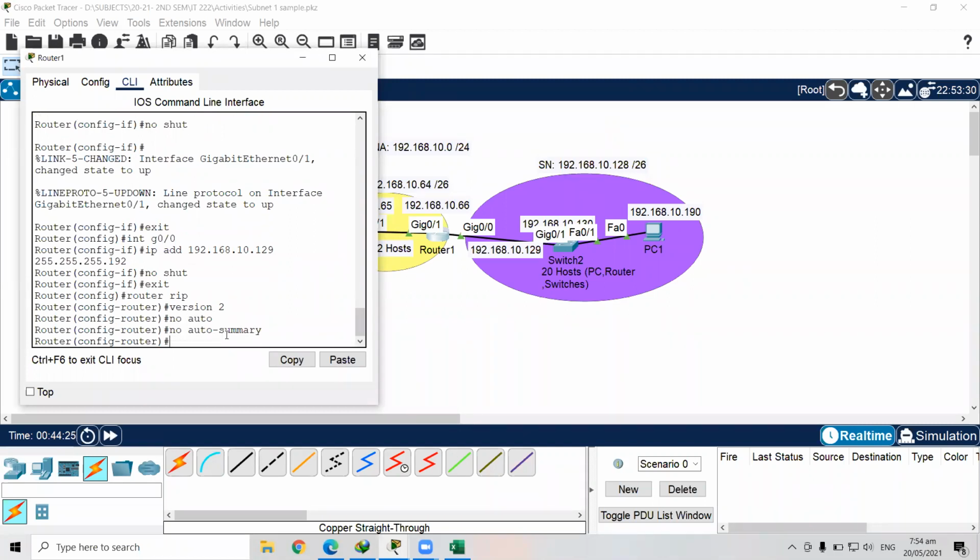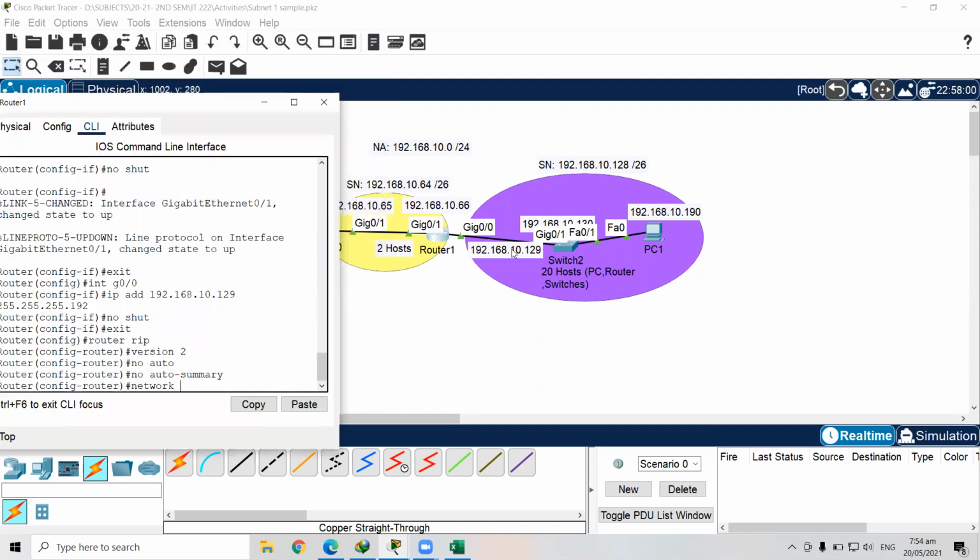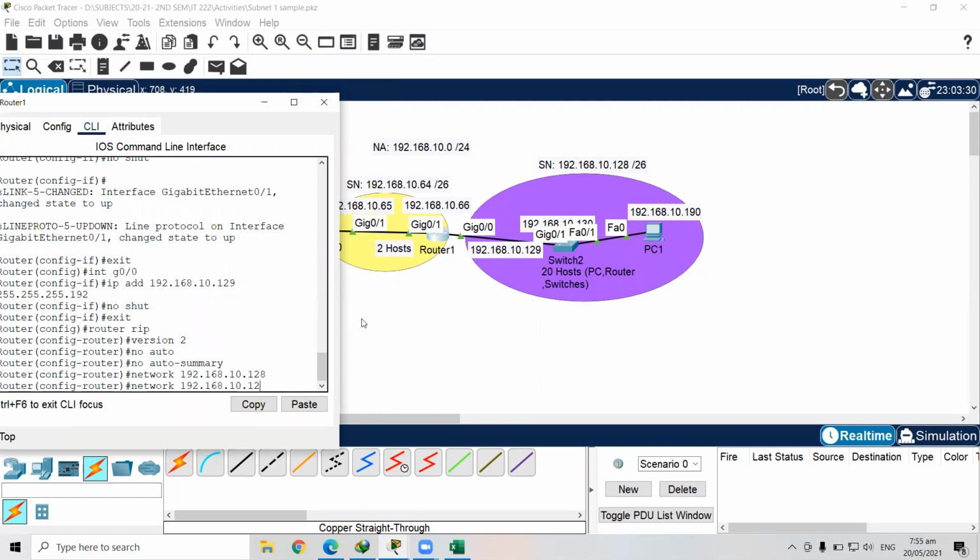Ayan. Tapos, network. Ano yung mga network meron ka? Meron tayong network dito na 192.168.10.0, subnetwork, this is 128. Next, add tayo ng sa kabilang network. Ano ba yung kabilang network? Meron siyang router na to. So, network 64.